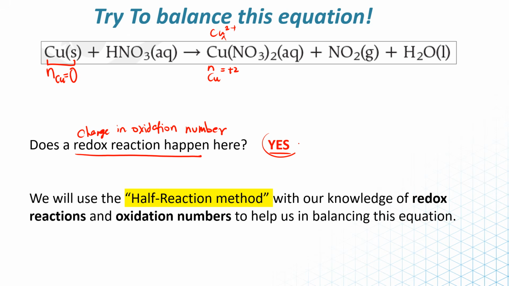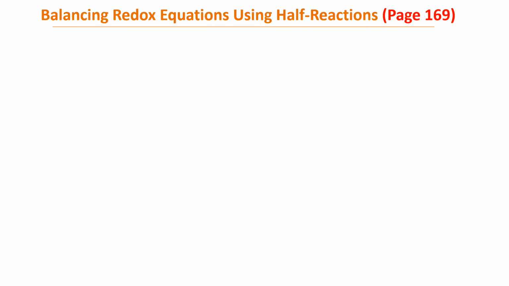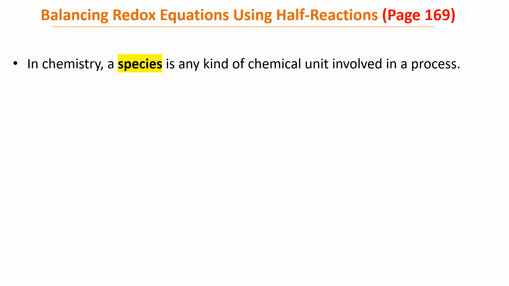Now, because the answer is yes, we are going to use a method which is called the half reaction method. With our knowledge of redox reactions and oxidation numbers to help us in balancing this equation. It will help us to balance this equation, okay? All right. So, just some keywords that you have in page 169. In chemistry, species.